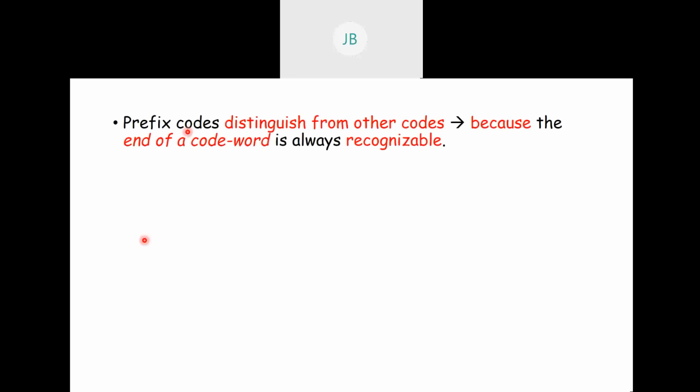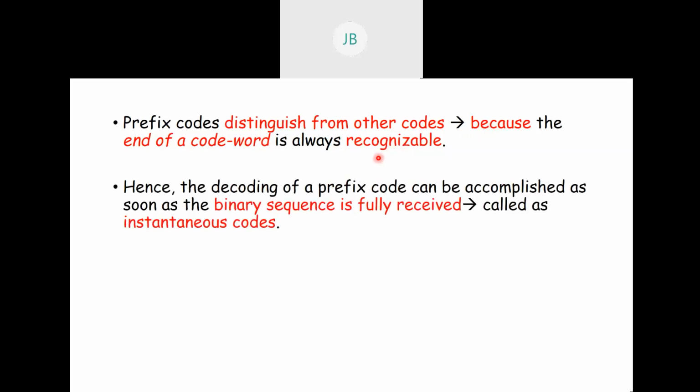Prefix codes are distinguished from other codes because the end of the code word is always recognizable. For example, we have constructed a tree for a given prefix code, so you know when you need to stop. When you arrive at the leaf node, that's the end of the symbol, the end of the bit pattern in the code word. So you can recognize what symbol it is. That's an important property of prefix coding.